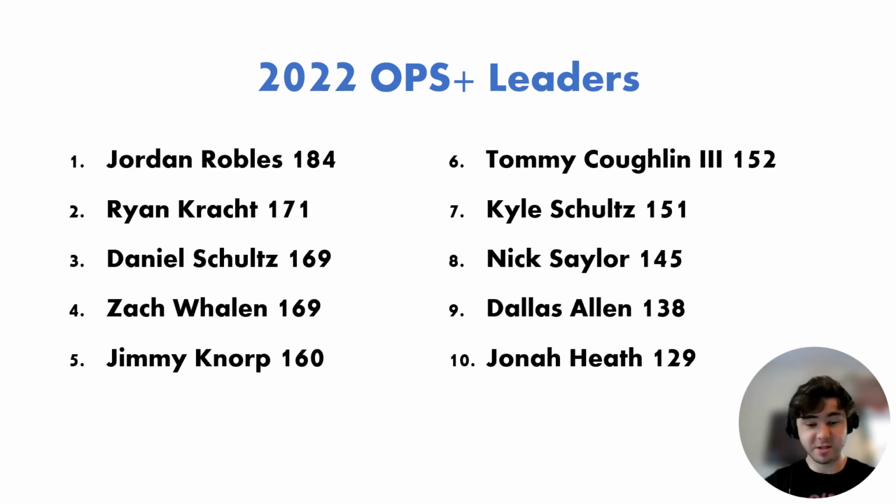And to end off here, I'm just going to show some leaderboards with these stats. The 2022 OPS plus leaders among qualified hitters. As you can see, Robles was the leader, followed by Cratch, Daniel Schultz, Zach Whalen, Jimmy Norp, TC3, Kyle Schultz, Nick Saylor, Dallas Allen, and Jonah Heath. Now, all of these scores were very good, but Robles led the league by a significant amount.